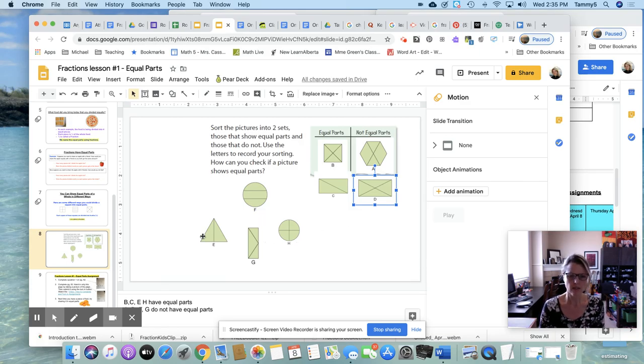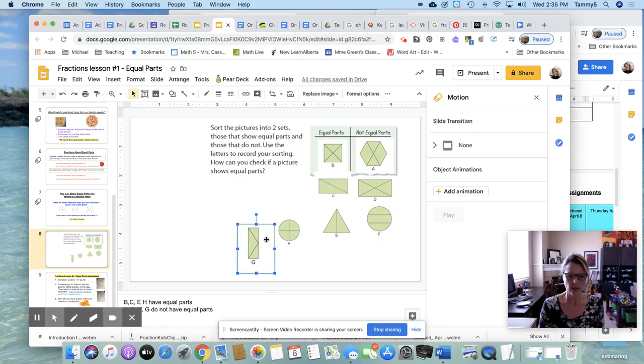How about this triangle here? Has the triangle been divided into 2 equal parts? That's right, it has been. How about this circle? Has this circle been divided into equal parts? This is tricky. You really need to look at it carefully. But if you look carefully, the 3 parts that the circle's been divided into are not equal. So we're going to put that under not equal parts.